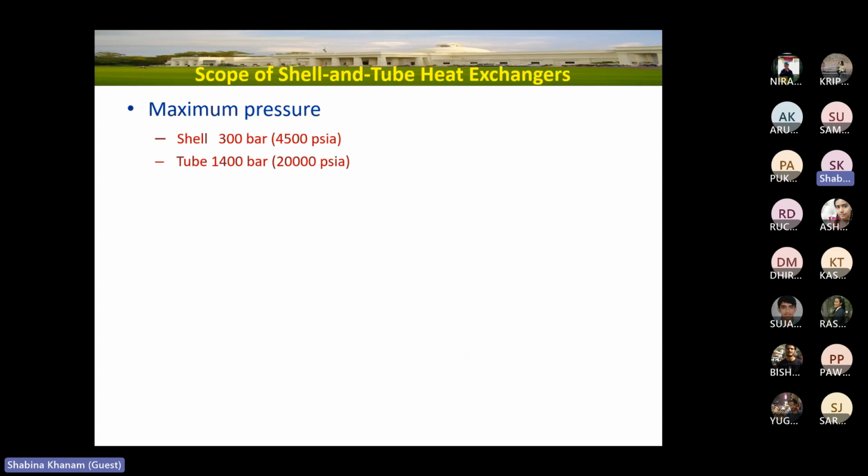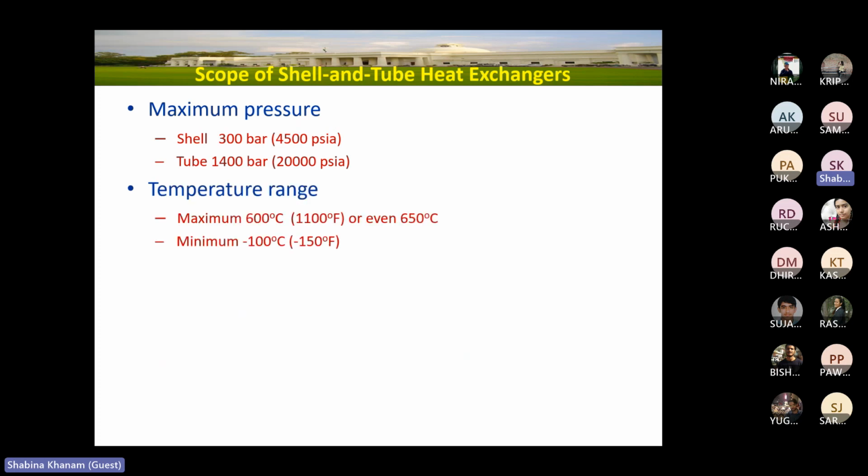More you can accommodate in the tube side for the same reason which we have discussed before, it has less thickness because of less diameter for the high pressure, okay? Temperature range maximum 600 or 650, minimum minus 100. So that is a very wide range. Fluids, when we are considering, subject to material, you can use any type of fluid, whether it is corrosive, whether it is fouling, whether it is viscous, okay? All that you can accommodate over here.